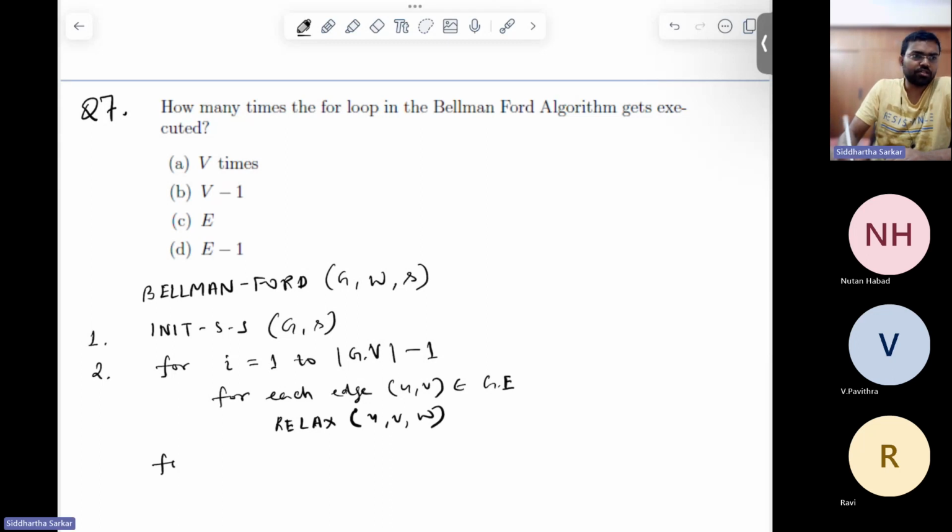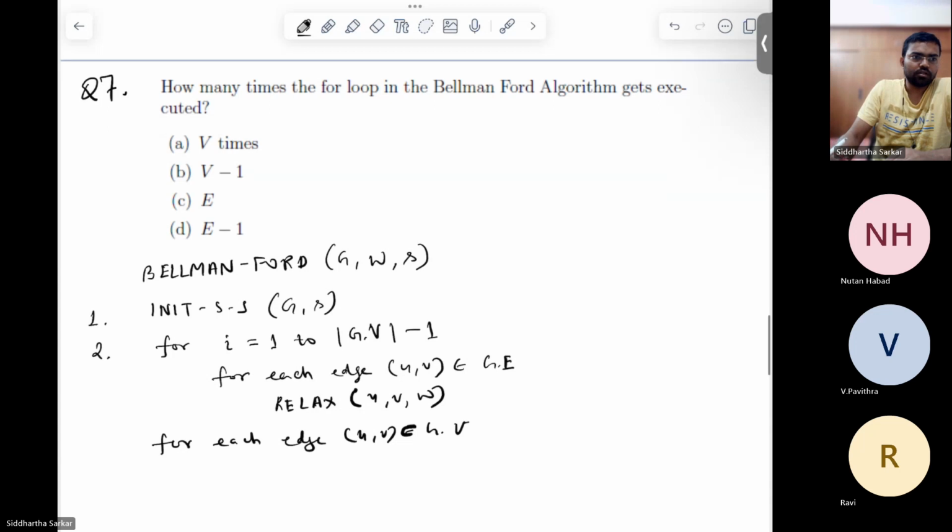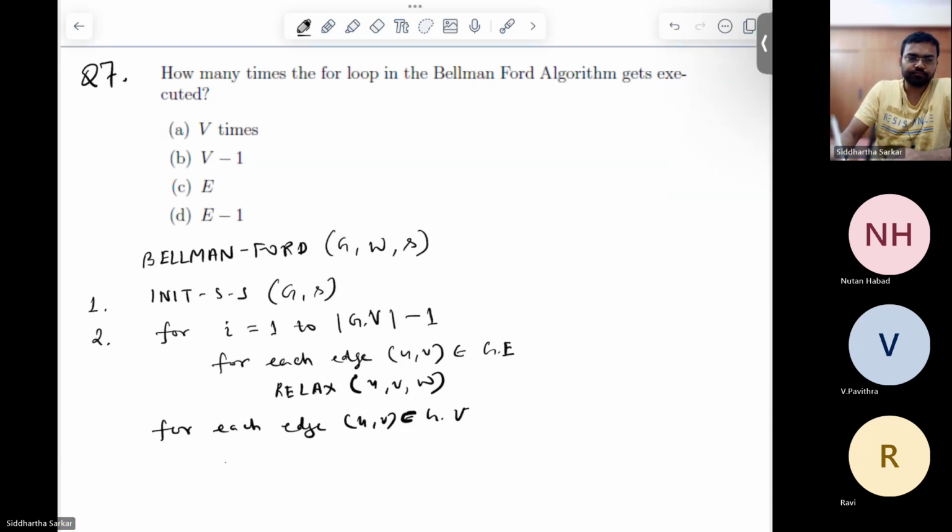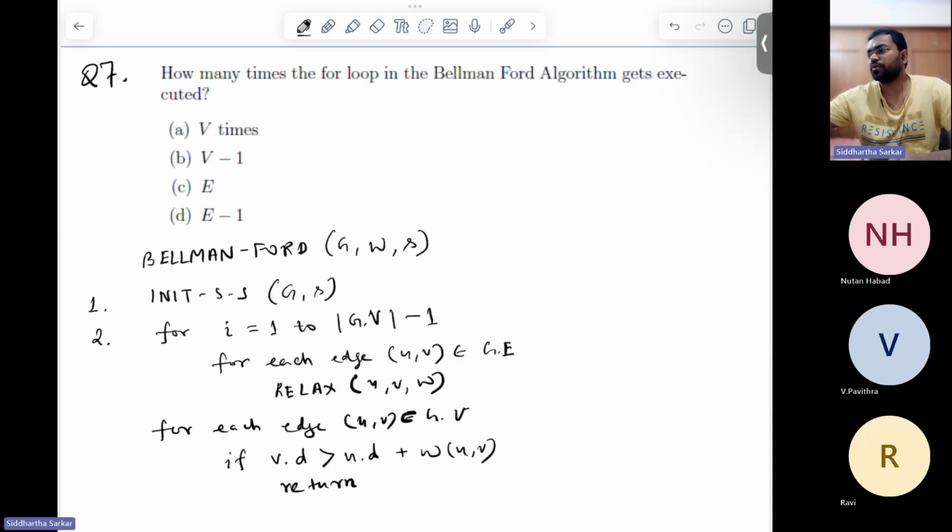And then for each edge (u, v) in the graph, you check if you can still make further relaxations. If that is the case, then you say that we cannot find the shortest paths with this algorithm.